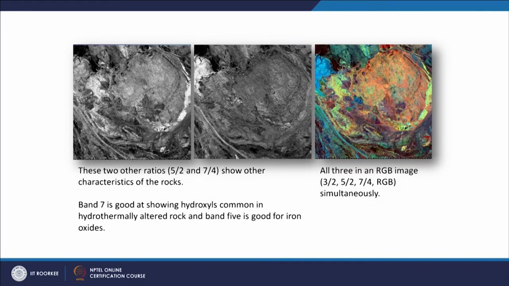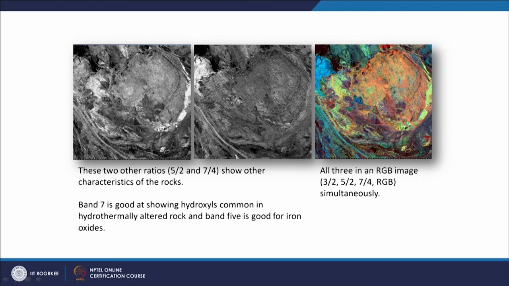Another example is about color composites. So these are the band ratios 3 by 2, 5 by 2 and 7 by 4, involving Landsat TM data. All these three are in RGB, that is, the color composite of band ratios. So 3 by 2 goes in the red channel, 5 by 2 goes in the green channel, 7 by 4 goes in the blue channel. And when we put them together, we get an output image.